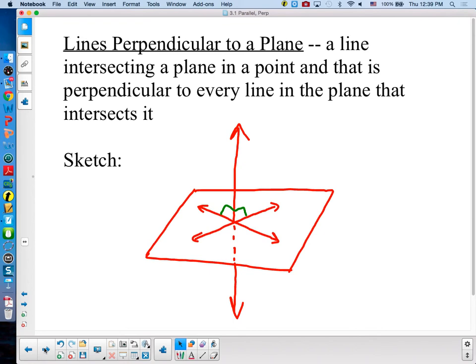So the plane, or the line has to go through the plane. And it has to be perpendicular to every line in the plane that intersects it. So if I draw a line on my cardboard, it has to make a 90-degree angle with the dowel that's going through.